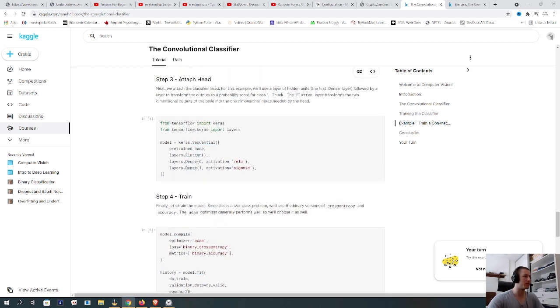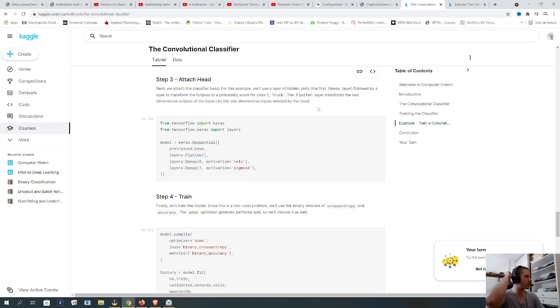So let me read this again. A layer of hidden units, first dense layer, followed by a layer to transform the outputs to a probability score. So it's the same as before. It's going to use a sigmoid for the output and ReLU for the hidden layers. The flatten layer transforms the two-dimensional outputs of the base into the one-dimensional inputs needed by the head.